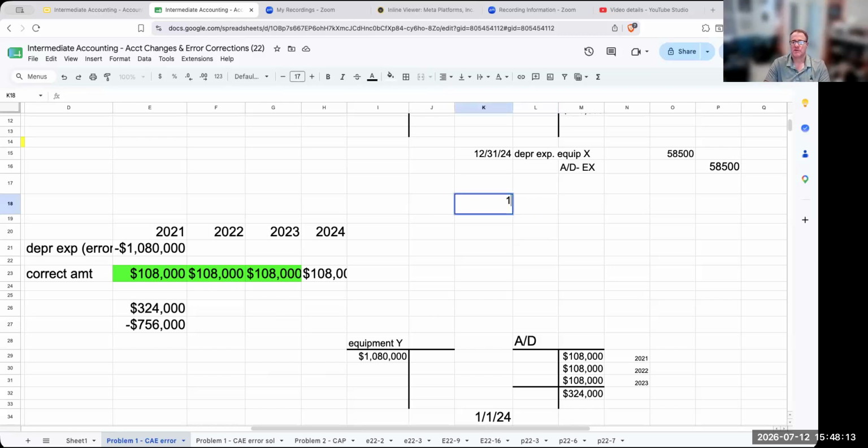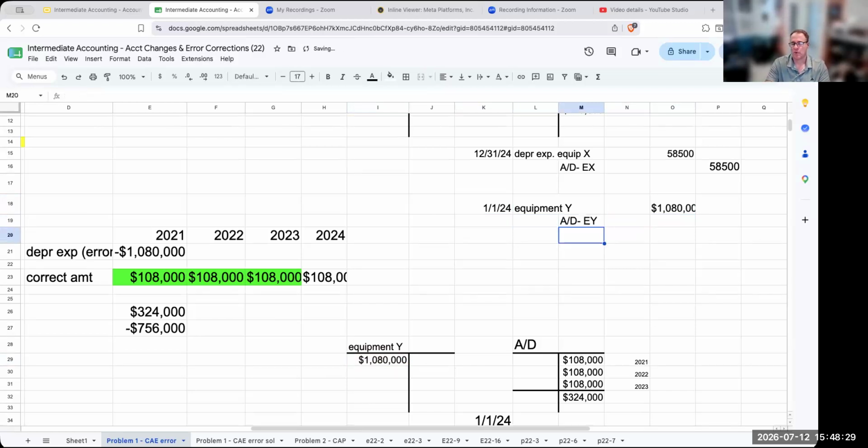So we'll go ahead and do this as of 1/1/24. We'll basically say beginning equipment Y at 1,080,000. Then we will go through and say accumulated equipment depreciation, equipment Y, that's not Ernst & Young, or 324,000. And so now I'm basically bringing this back to life.